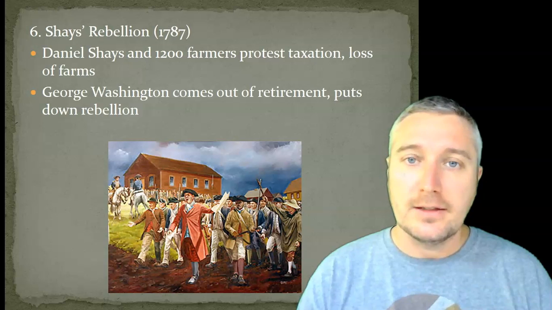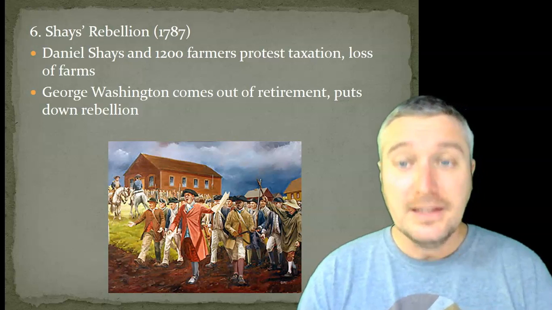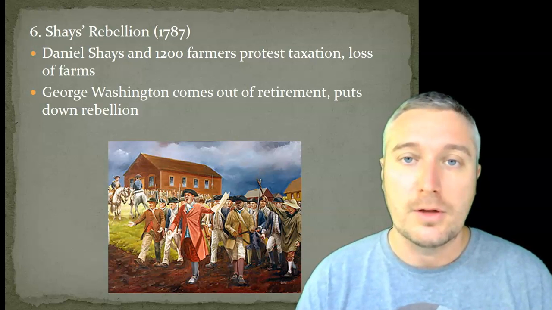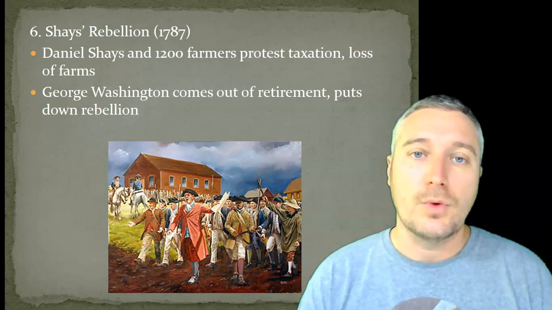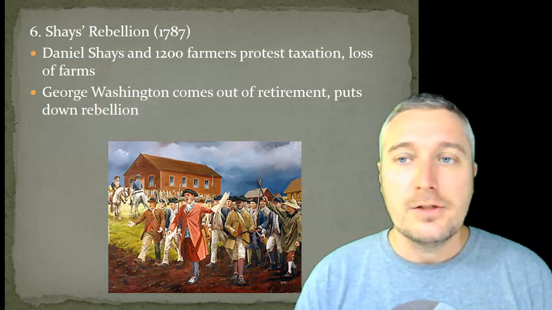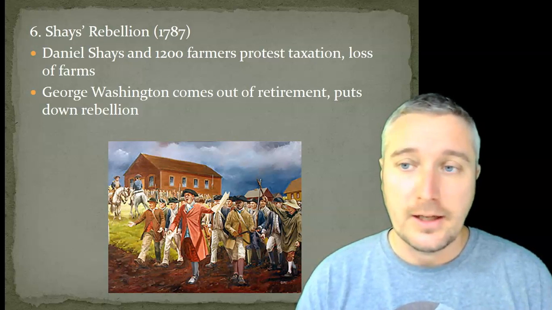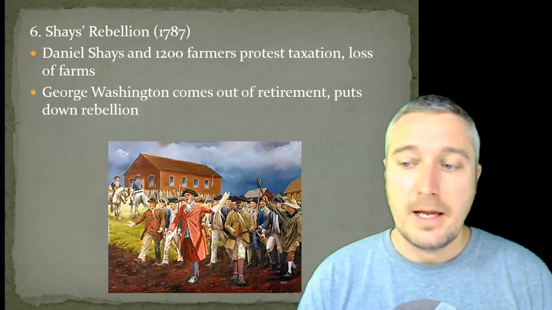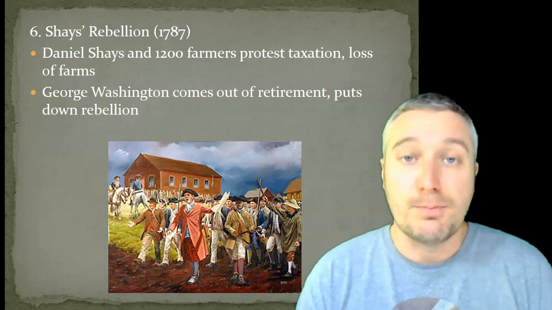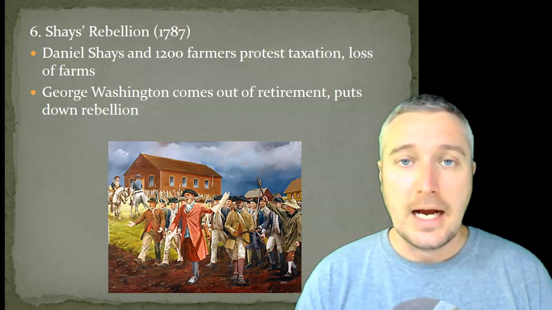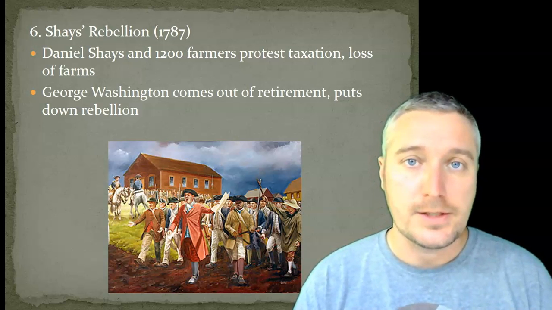Daniel Shays led a group of mainly veterans. These guys were mainly veterans who had received farmland as a part of their pension after the American Revolution. Many of them were starting to lose their farmland because they could not afford to pay taxes on it. Massachusetts had passed taxes on farmers, and most people were farmers at the time. And most of these guys had lost their farms because of taxation.